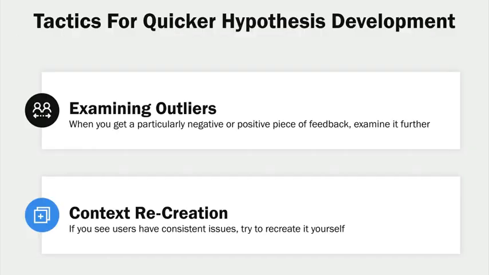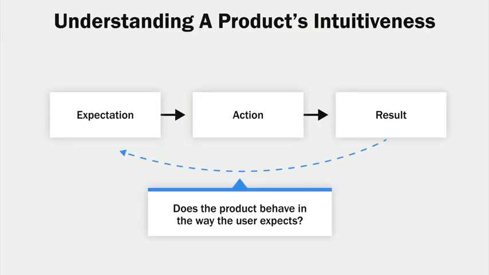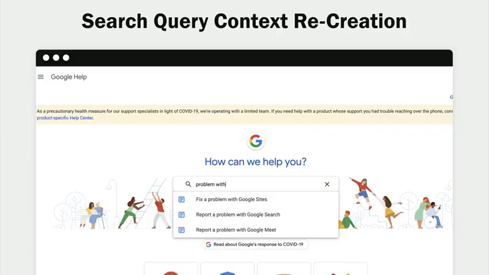The second tactic to help you develop your hypotheses is context recreation. If you see users have a consistent issue, try to replicate the problem yourself. Understanding the actions they're taking and experiencing how the product behaves relative to their expectation helps you better design an intuitive product for them. For example, if help search queries are constantly popping up around certain keywords, it's worth attempting that search in the Help Center to see what the user sees.